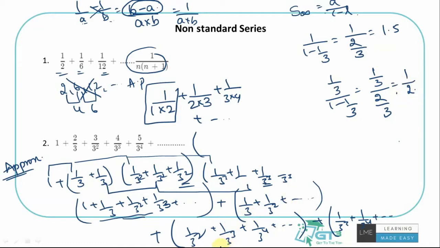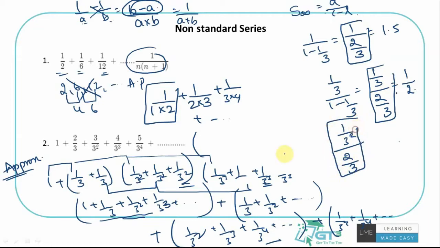What will be the third block? 1 by 3 square plus 1 by 3 cube, and so on. So I am starting off with 1 by 3 square by 1 minus 1 by 3, which is 2 by 3. So if you see, the first block is 1 by 2 by 3. The second block is 1 by 3 by 2 by 3. The third block is 1 by 3 square by 2 by 3. So if I add all the blocks, what would I get? 1 by 2 by 3 plus 1 by 3 by 2 by 3 plus 1 by 3 square by 2 by 3, 1 by 3 cube by 2 by 3 and so on.